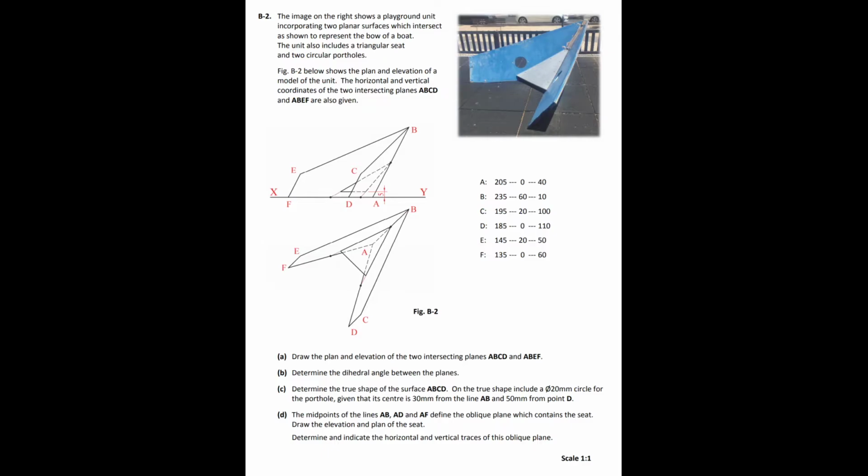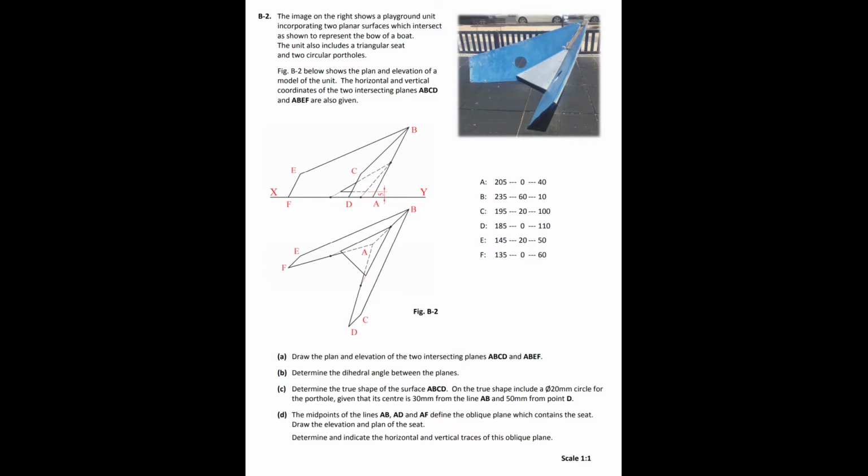So just looking at the question again, we've completed part B. Now for part C, determine the true shape of the surface ABCD, and on the true shape include a 20mm circle for the porthole, given that its centre is 30mm from the line AB and 50mm from the point D. So as we have an edge view, we can now rotate that surface around so that we're looking straight in at it. And we have the axis point that we can rotate it around also.